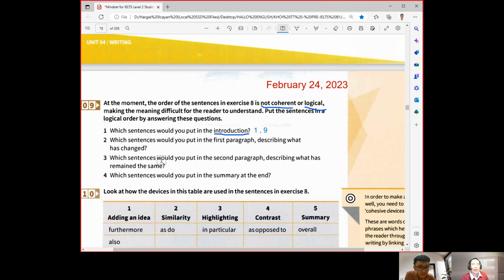Okay, next question. Which sentences would you put in the first paragraph describing what has changed? That would be the next question.